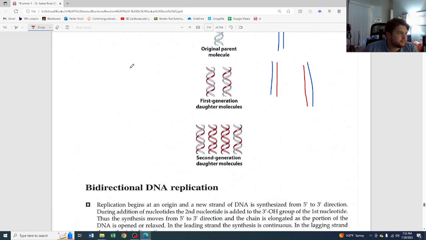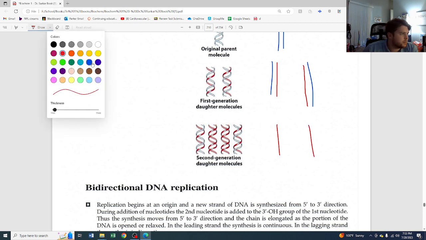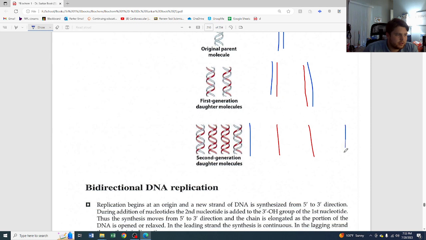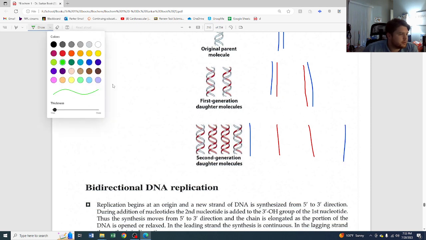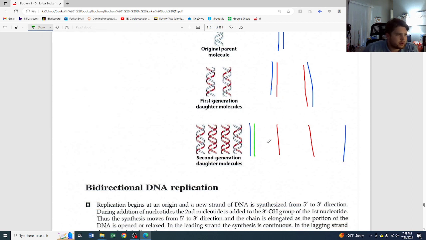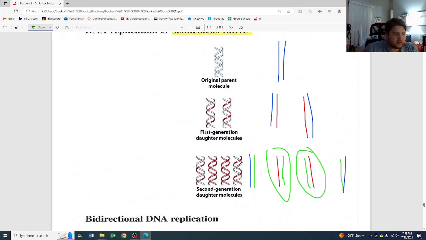Now these are also going to get broken up later on down the road and copied again. So see how we're conserving some of the original DNA, but also we have these two completely new synthesized strands of DNA, while we still have the two very original strands from the original parent molecule.